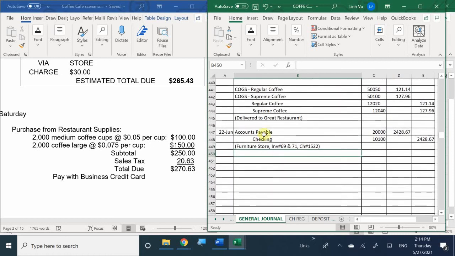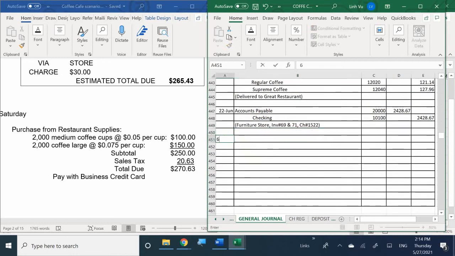Okay, so we'd debit medium coffee cups. 622 for the date. Then we'll do medium coffee cups and large coffee cups. And our credit will be Visa payable. My account numbers are 11,765 and 22,000.